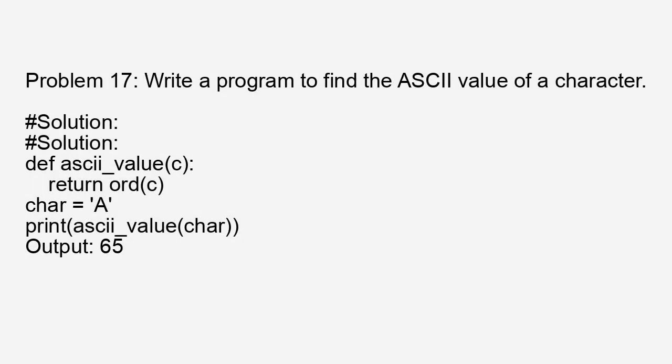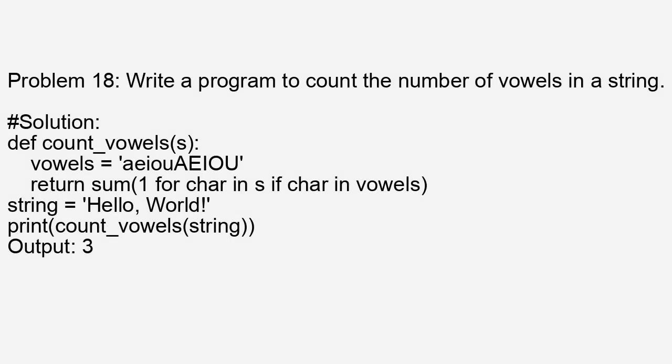Problem 17. Write a program to find the ASCII value of a character. # Solution. def ascii_value(c): return ord(c). char = 'A'. print(ascii_value(char)). Output: 65.